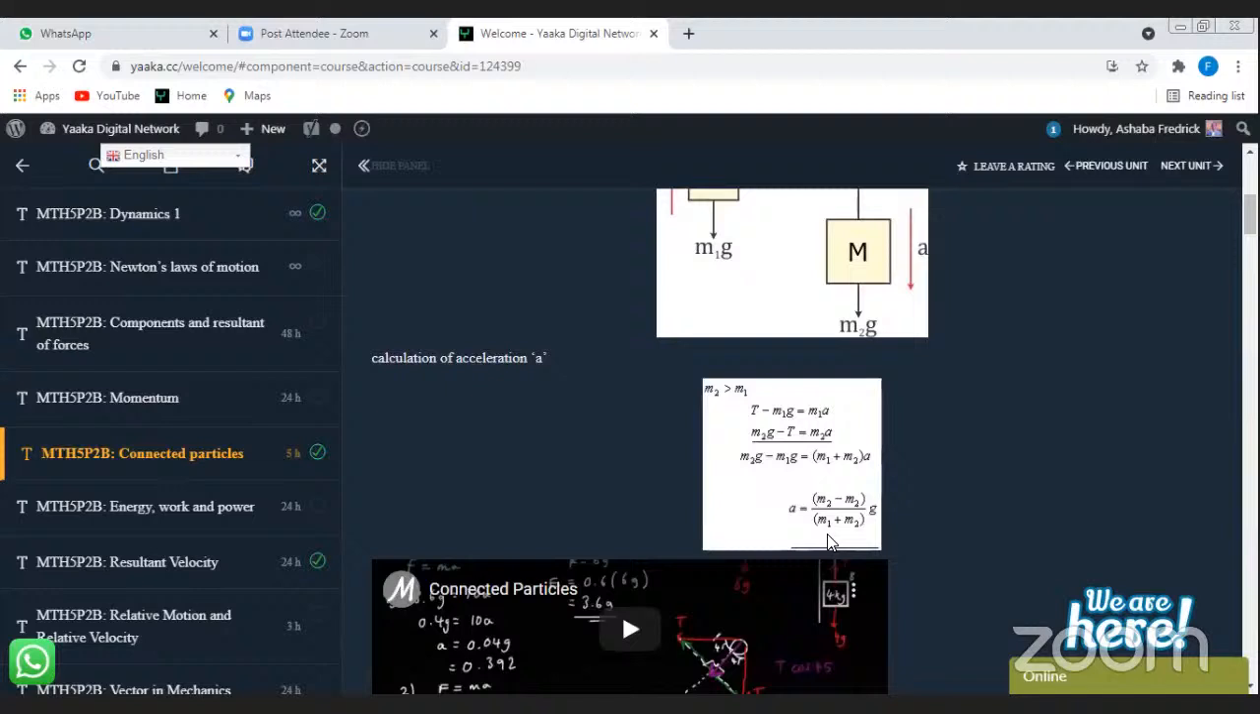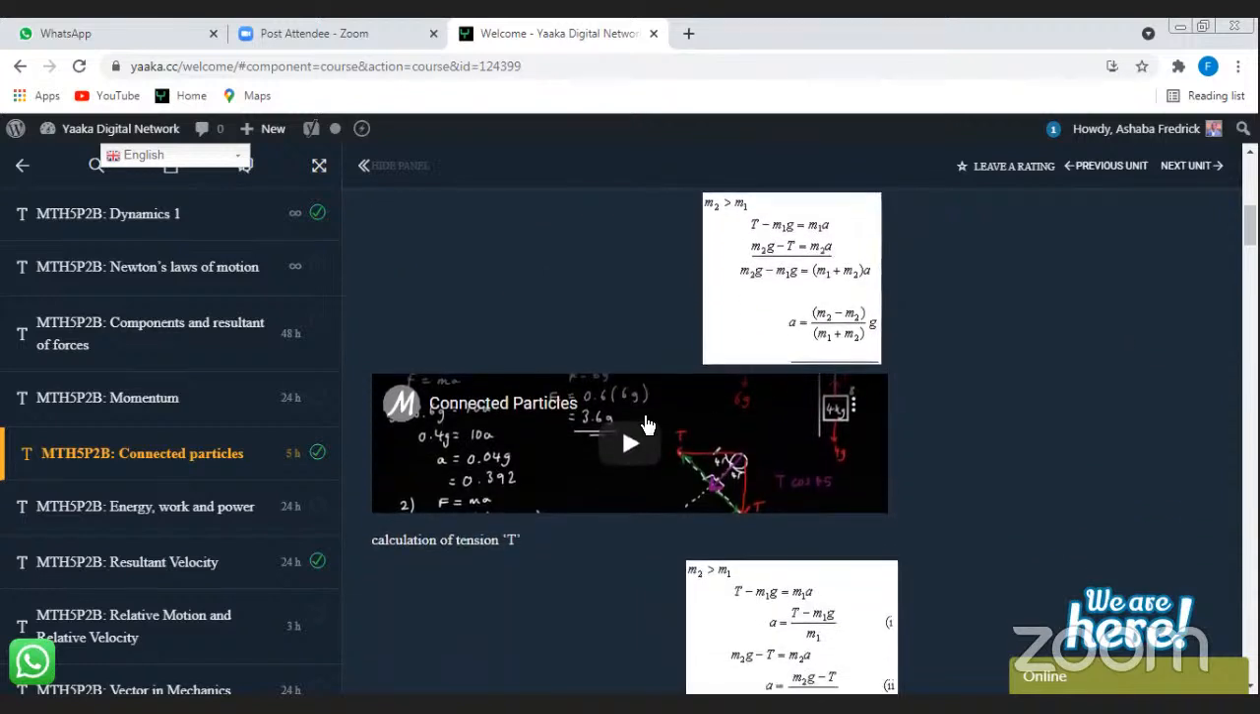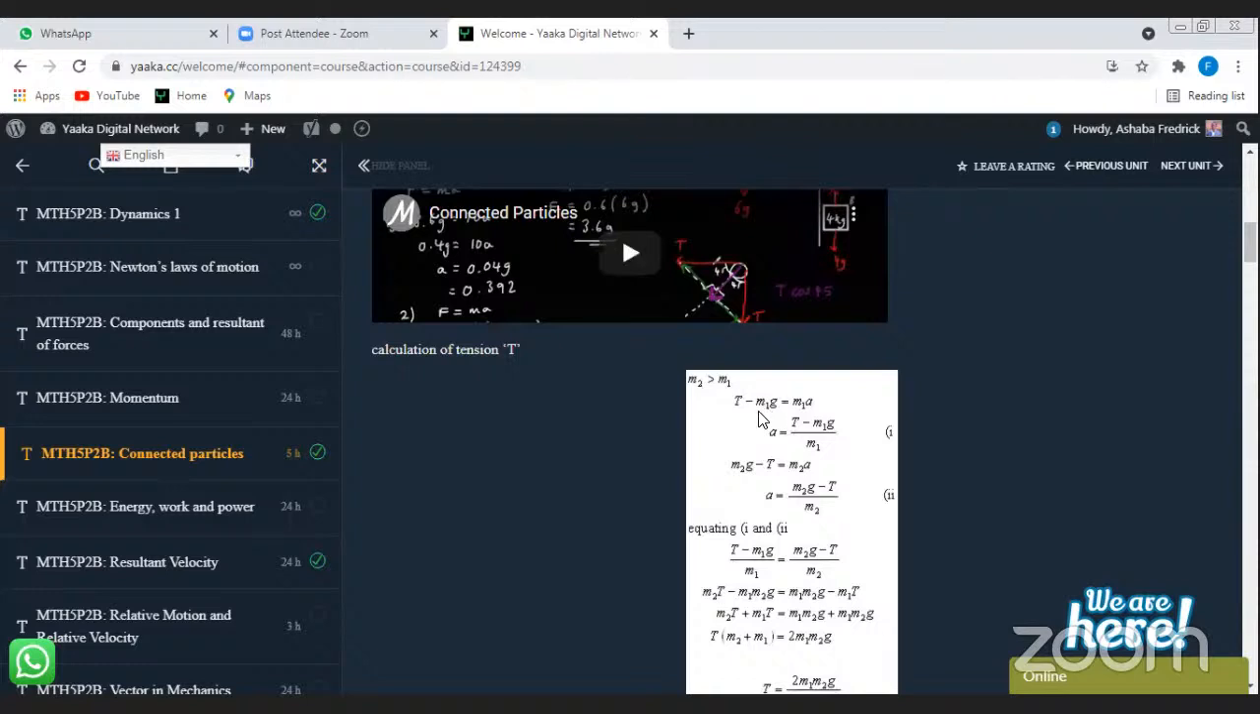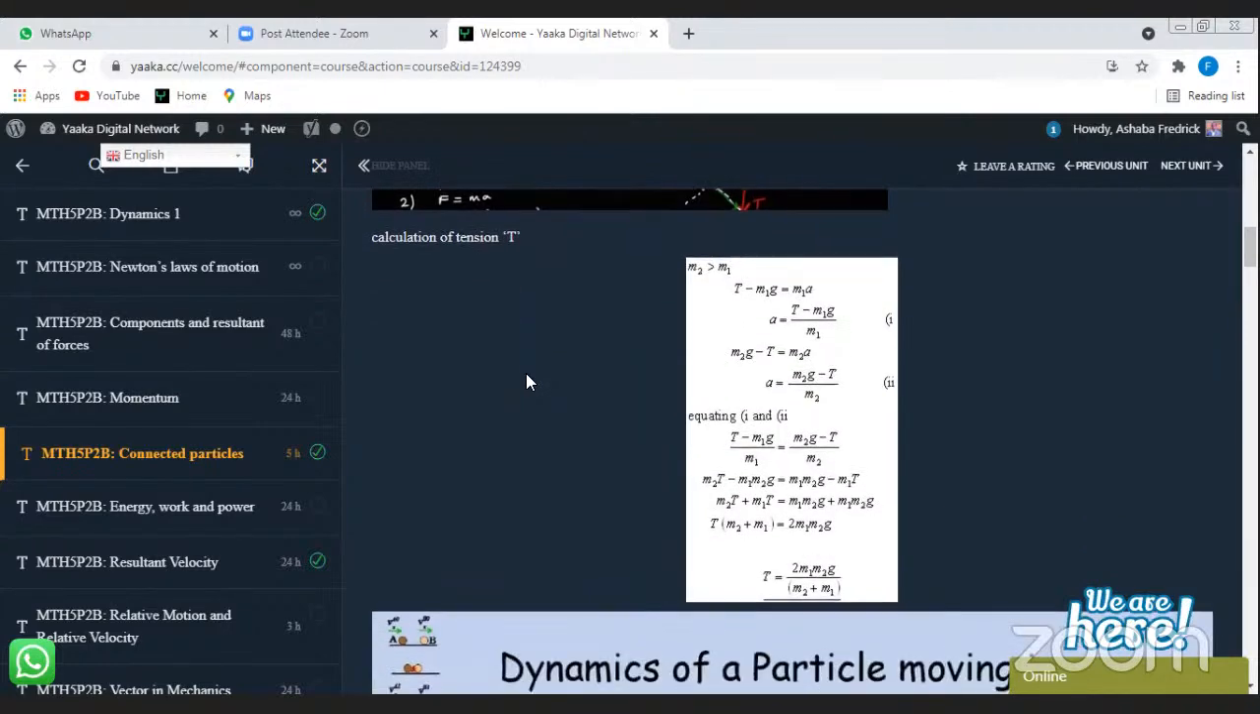Okay, so which is something like this here. Much as here they maintained m1 and m2, it is almost close to the same answer. So later, this video also talks about the connected particles. And then they went ahead to substitute and calculate the value of the tension, like what I'm telling you. Okay. Yes.